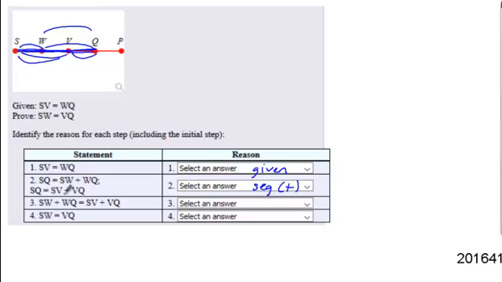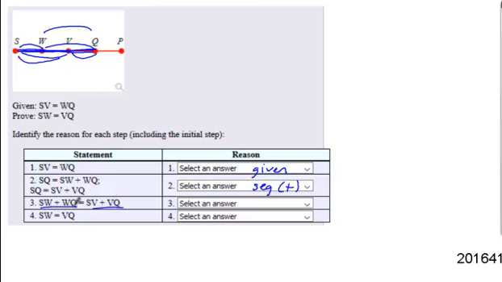When I move to step 3, I have SW plus WQ equals SV plus VQ. So this does not fit the form of segment addition. It does potentially fit the form of adding two values to the same side. If we had SW and SV equal, or WQ and VQ equal, we could just add equivalent values to those. We don't have those anywhere up above, but we do recognize that these exist somewhere up above.